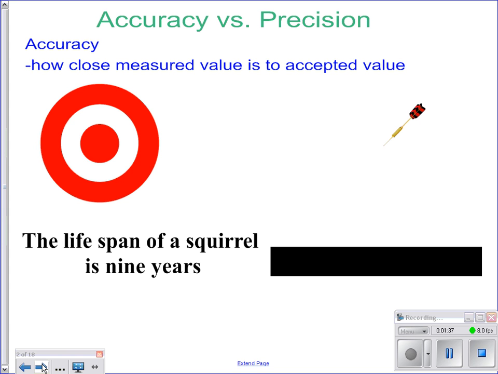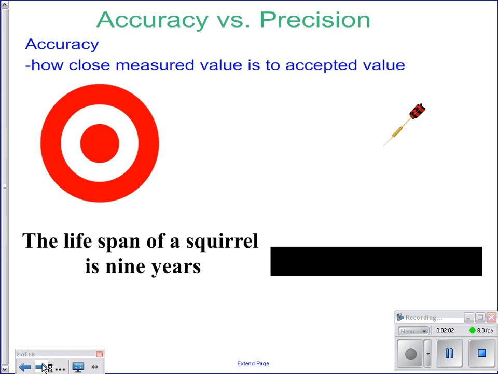The next thing we want to talk about, and you'll notice on your notes that you have a little spot there for accuracy and precision. It's up to you how you want to fill that in, but we want to make sure that we know the difference between those two. Accuracy is how close a measured value is to the accepted value.